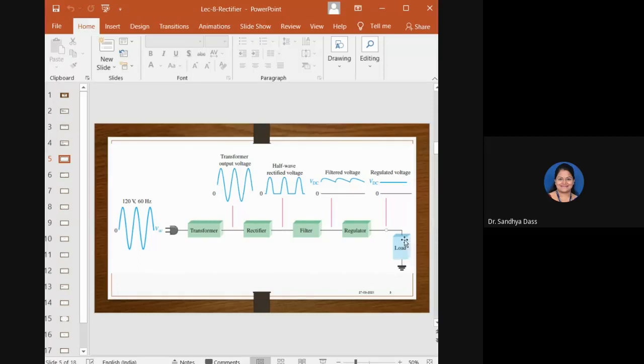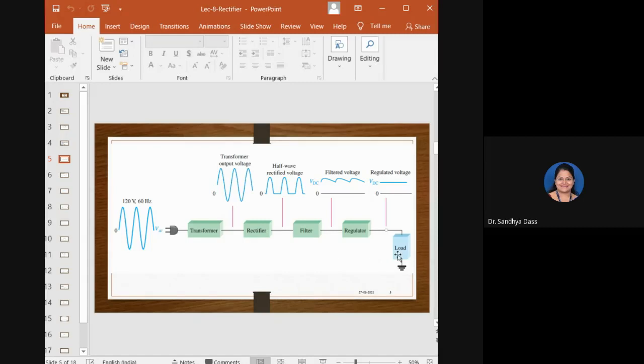Based on its requirement and the level of voltage required, the whole power supply block diagram works to reduce this 230 volts input voltage to the level that is required by the electronic circuit we use. All these conversions, all these stages, take place in the power supply we use.